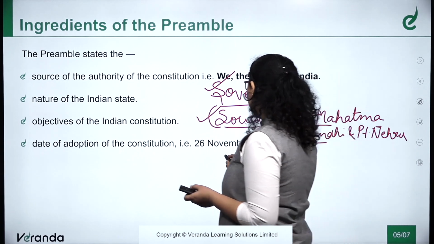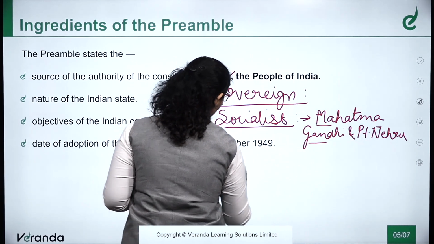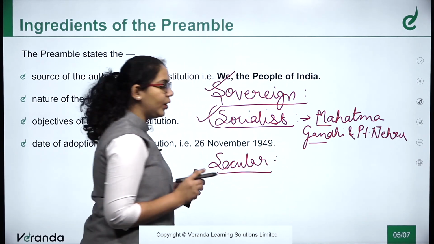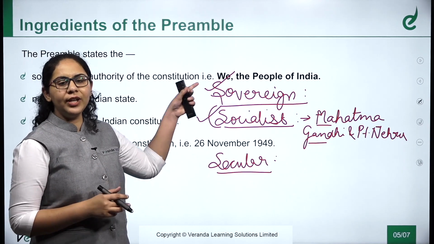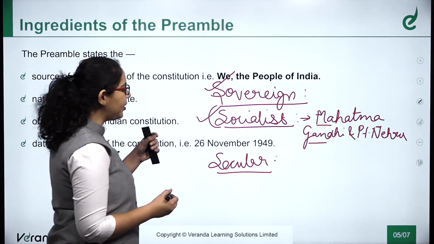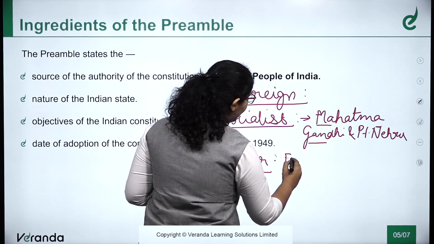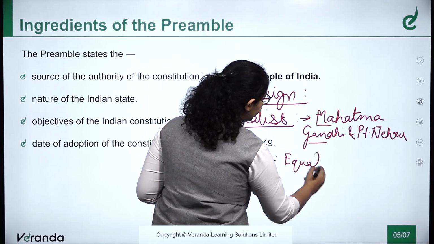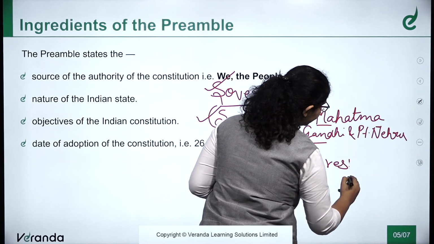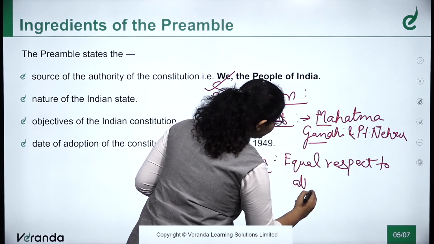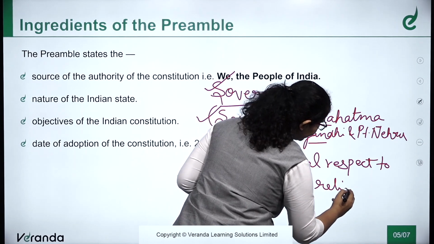Next is secular. What does the word secular mean? Sovereign, socialist, secular. Secular means India is paying equal respect to all religions. Equal respect for all religions.